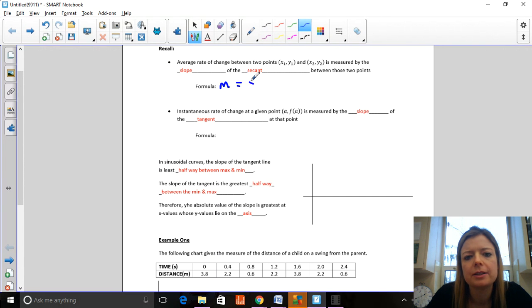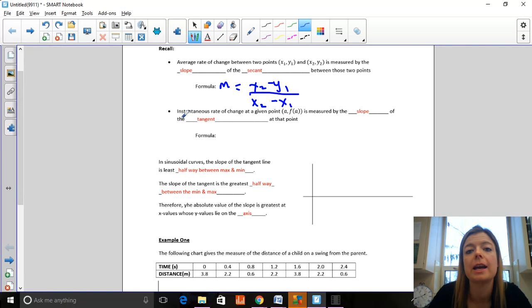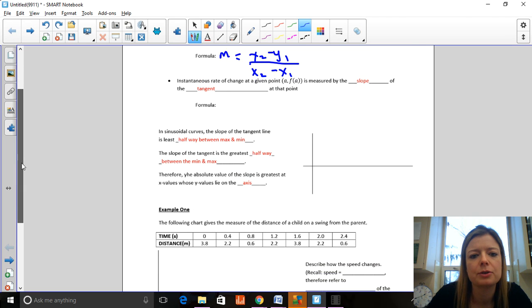M equals y2 minus y1 divided by x2 minus x1. Okay, just a grade 9 slope formula. So it's just the slope of the secant between those 2 points.